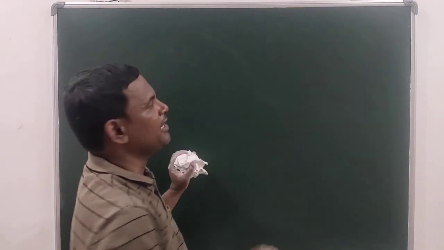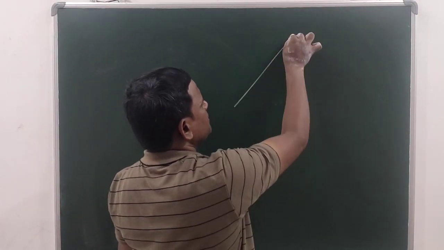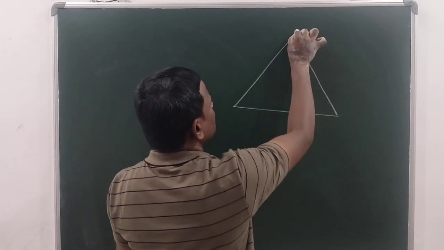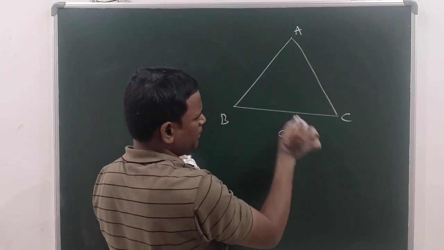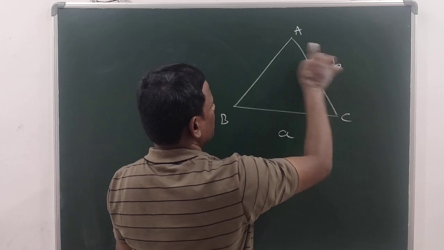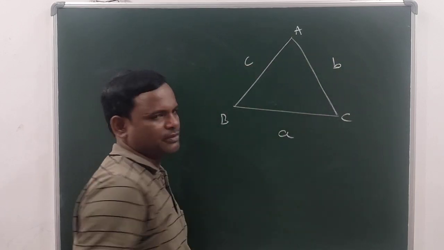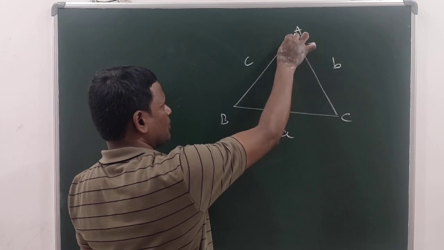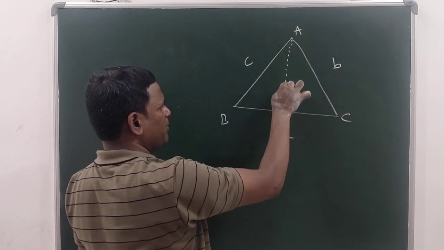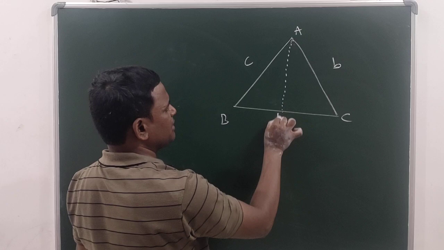Area of a triangle ABC. The name of the triangle is ABC. BC length is denoted by small a, AC length is small b, AB length is small c. Now drop an altitude from A to BC, which meets the opposite side at D.